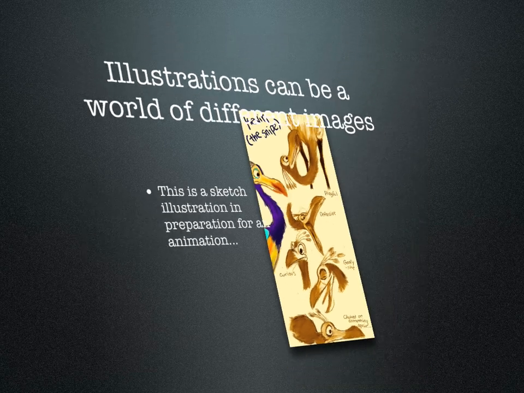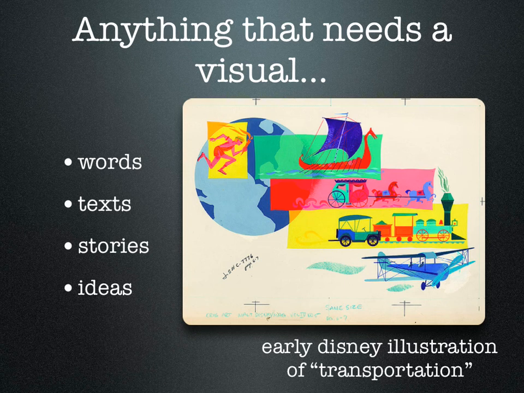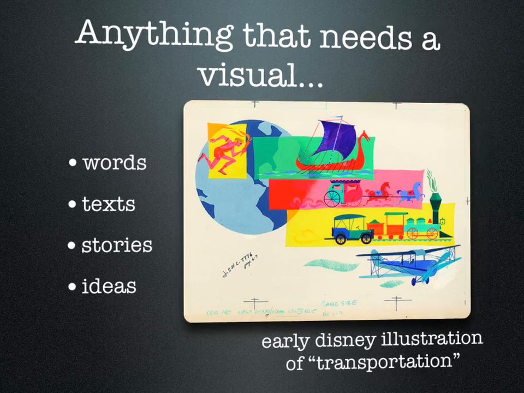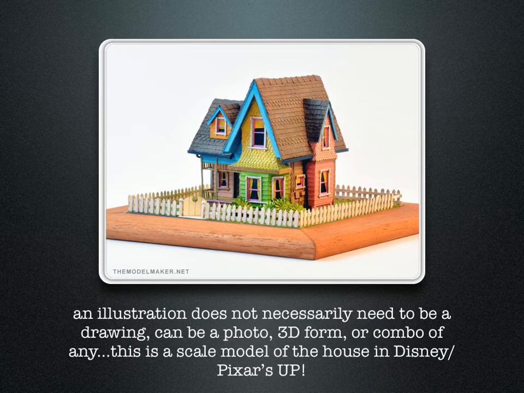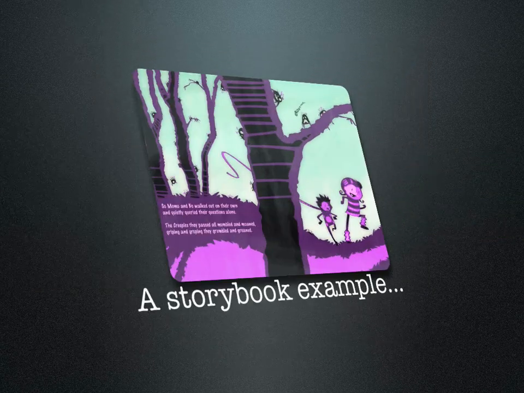Okay, again, words can illustrate anything. Words, text, stories, and ideas. So again, this is an early Disney illustration of the word transportation. It can also be a 3D scale model. So this is considered an illustration, but it is a 3D form. Storybook illustration, again, really important to stress the subject more than the form for the little ones to understand.